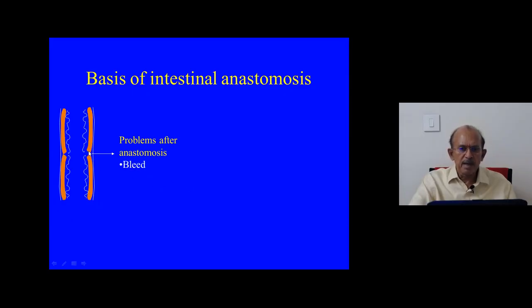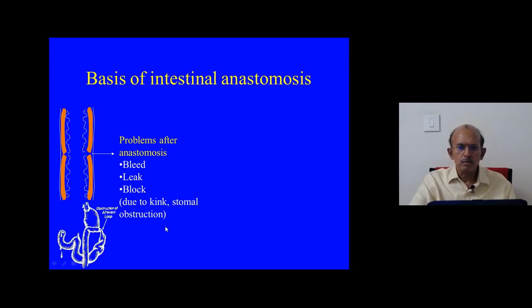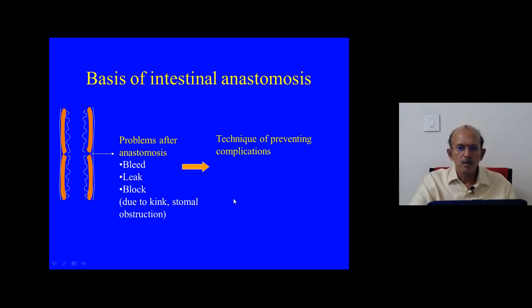There may be bleeding from the site of the anastomosis, because these are all very vascular structures. There may be leak from the site of the anastomosis. There may be block due to kink or stomal obstruction. So in the initial days of intestinal anastomosis, the surgeons faced these problems. Gradually, they improved the technique to tide over these problems. Bleeding can be controlled by making all-coat continuous suture.